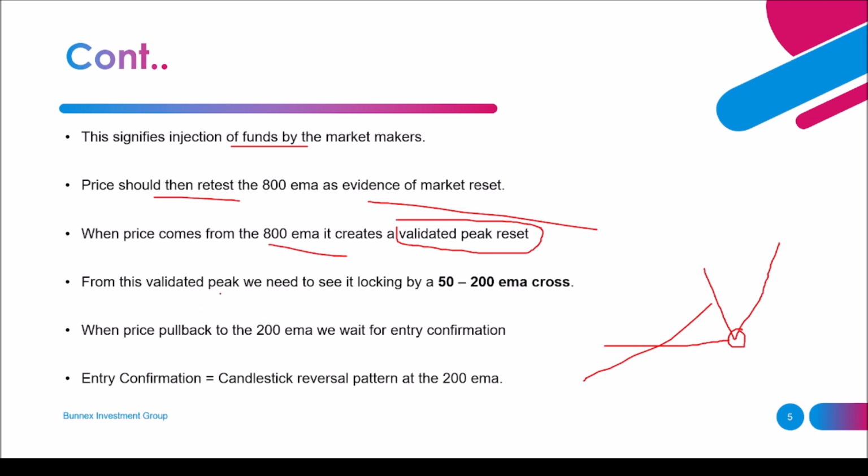From this validated peak at the 800 EMA, we need to see it locking by a 50-200 EMA crossover. When price pulls back to the 200 EMA, we wait for entry confirmation, and the entry confirmation equals a candlestick reversal pattern at the 200 EMA. The candlestick reversal patterns are bullish engulfing, bearish engulfing, hammer, and shooting star with their confirmation candlesticks, or even seeing a candlestick closing above the 13 EMA.